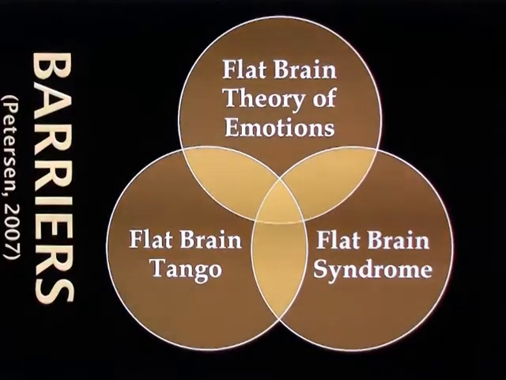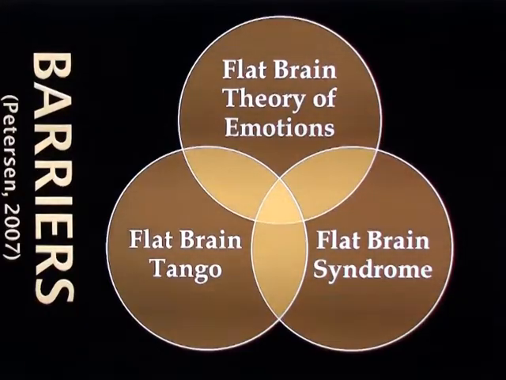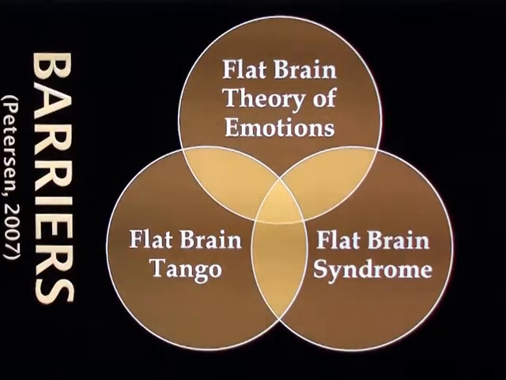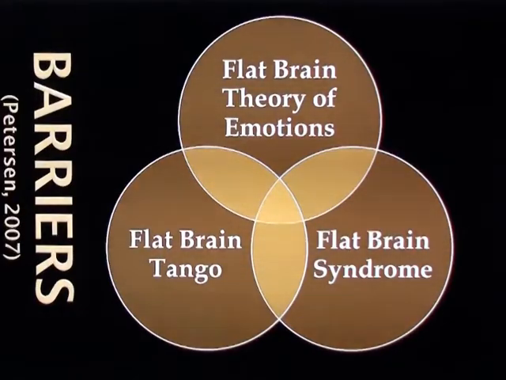Additional barriers in communication are what Peterson calls the flat brain theory of emotion. In this, it teaches us that our thoughts and emotions are both a part of who we are and how we communicate. How we respond will either be emotional or rational. In the flat brain syndrome, we don't hear well, see accurately, think straight, or act sensibly. Lastly, in the flat brain tango, we engage in defensive or attacking behavior with others. However, how do we counteract these barriers?